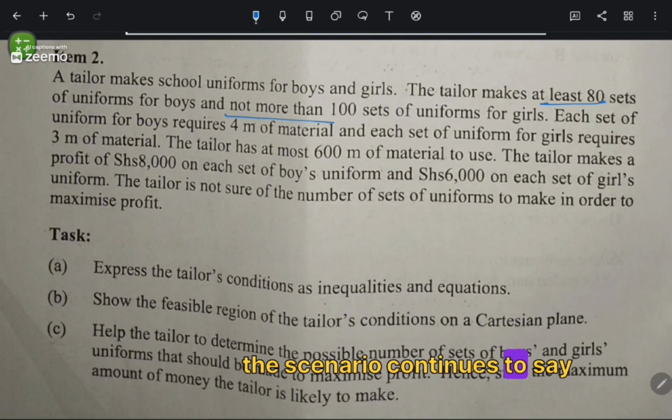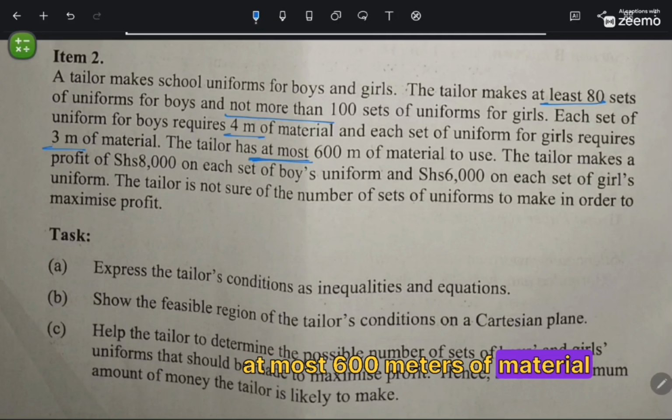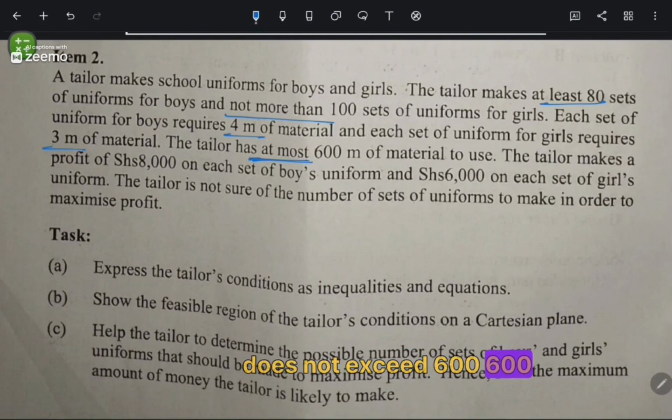The scenario continues to say, each set of uniform for boys requires 4 meters of material, and each set of uniform for girls requires 3 meters of material. The tailor has at most 600 meters of material. So the keyword here is at most 600 meters of material to use. So the amount of material the tailor has to use does not exceed 600. 600 meters is the maximum that she has.